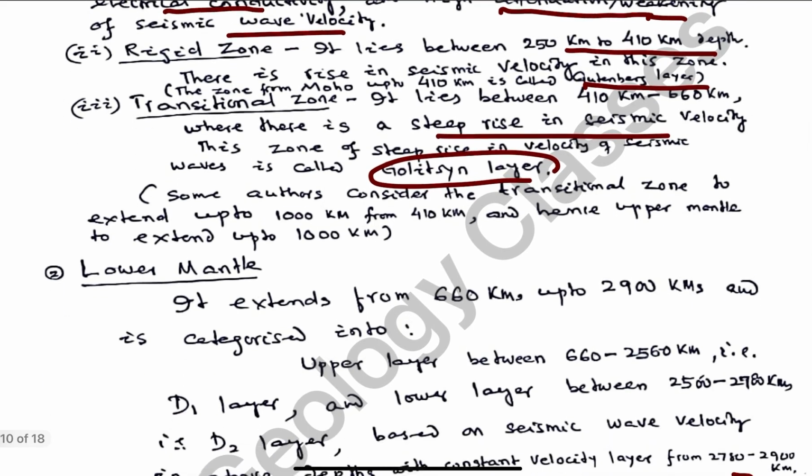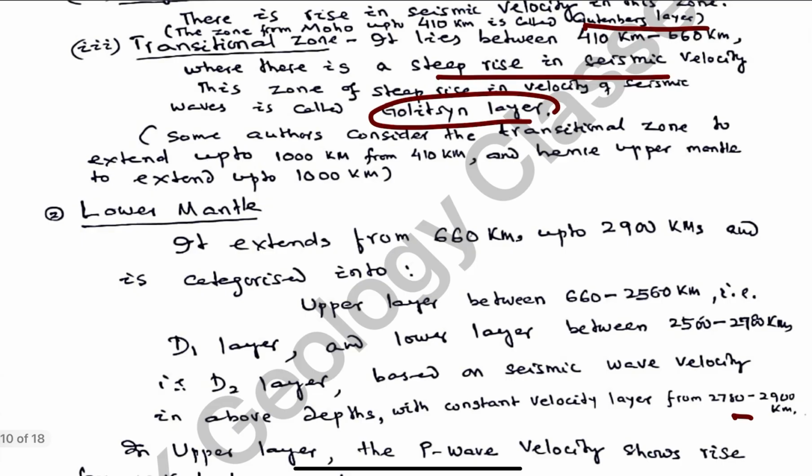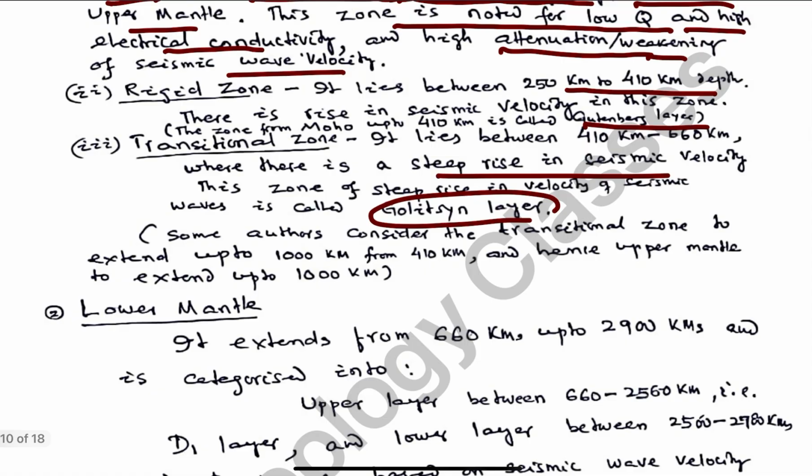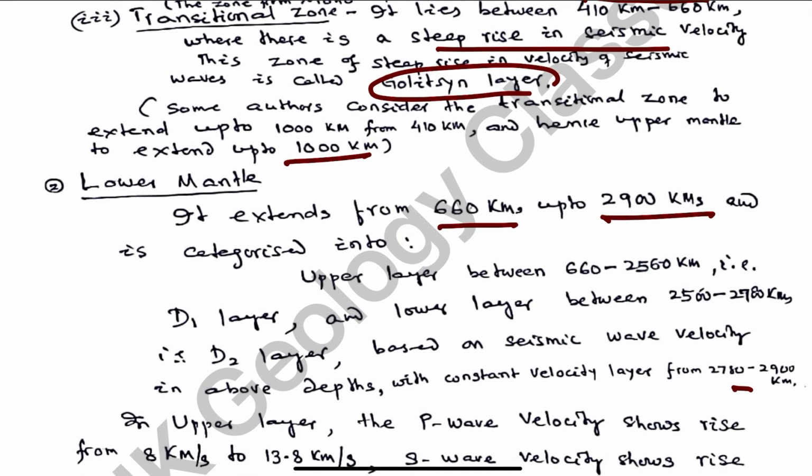The lower mantle extends from 660 kilometers to 2900 kilometers. Some authors say that the transitional zone, which is thought to extend from 410 kilometers to 660 kilometers, extends from 410 kilometers to 1000 kilometers, and up to this depth the upper mantle goes. But generally it is accepted that the upper mantle goes up to a depth of 660 kilometers. So the lower mantle begins from 660 kilometers and extends up to 2900 kilometers.